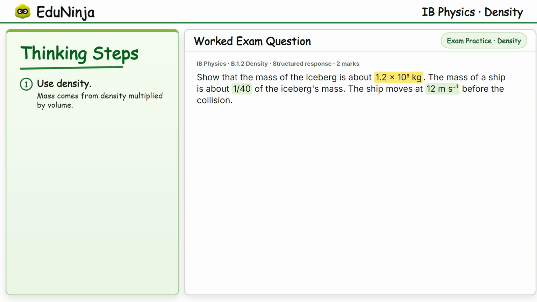The key idea is density. If density is mass divided by volume, then mass is density multiplied by volume. So our plan is simple. Find the volume of the iceberg, then multiply it by the density of ice.